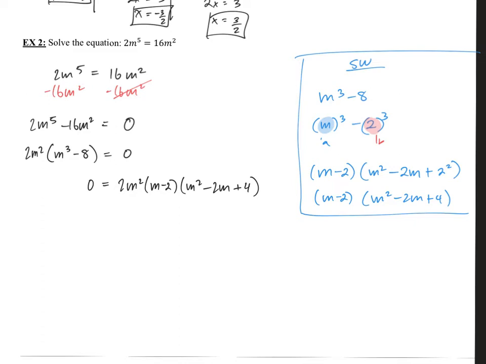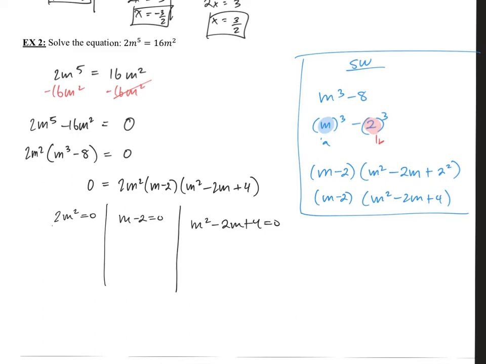So to solve this, we're going to set each one to 0. So 2m squared equal to 0. m minus 2 equal to 0. And m squared plus 2m plus 4 equal to 0. This one I can solve. Let's see. Divide both sides by 2.